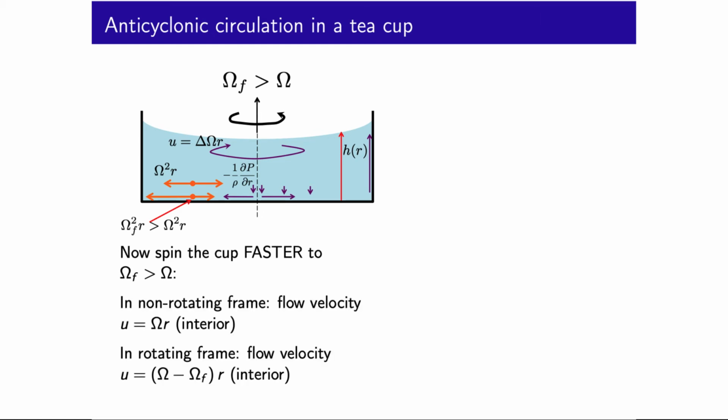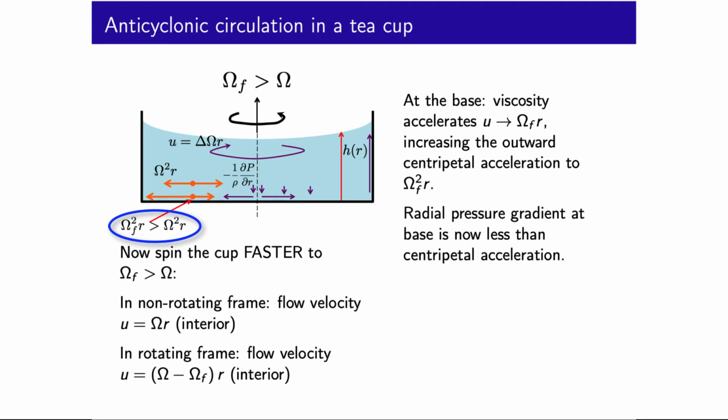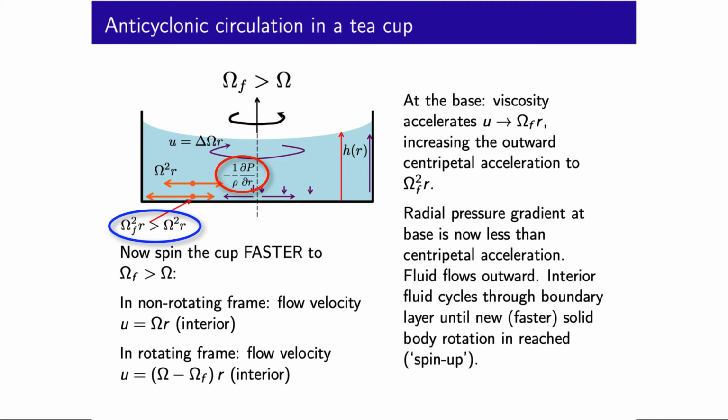Tea near the bottom boundary accelerates, increasing its centripetal acceleration, which is no longer balanced by the radial gradients in hydrostatic pressure, driving a radially outward flow in the bottom layer. Again, this continues until all of the fluid in the interior is flushed through this bottom layer, where it is accelerated to the new cup rotation rate.